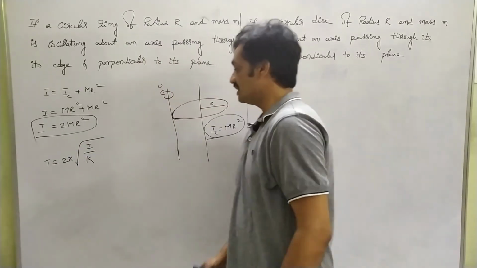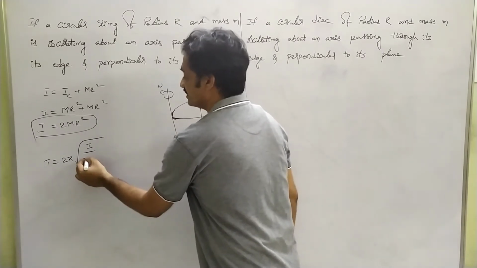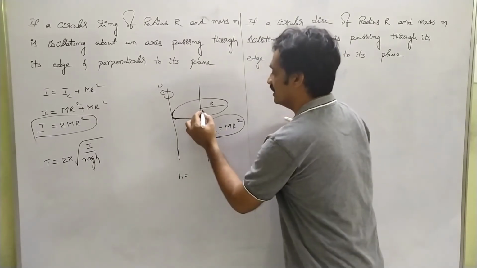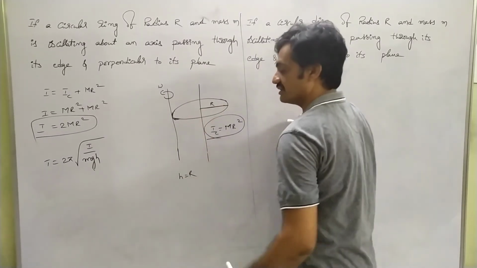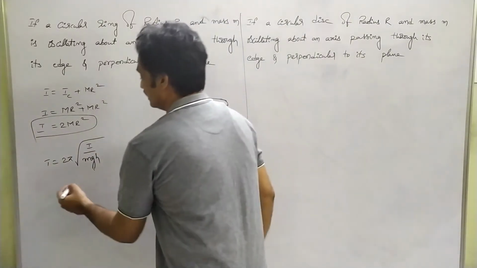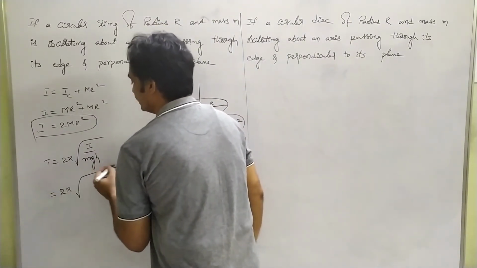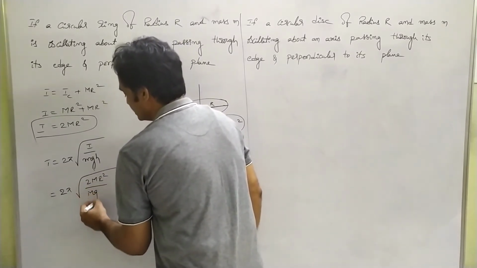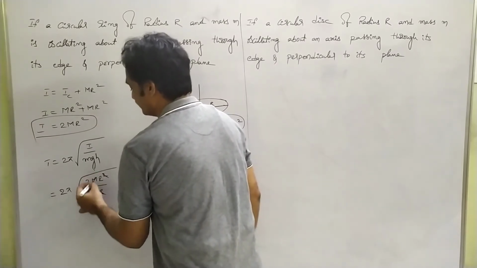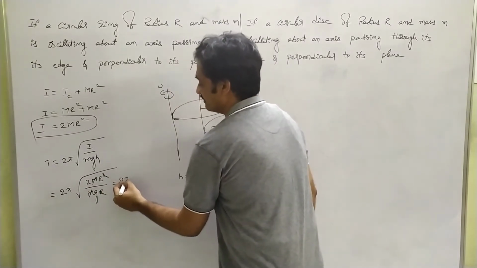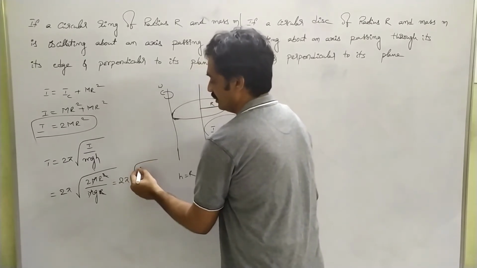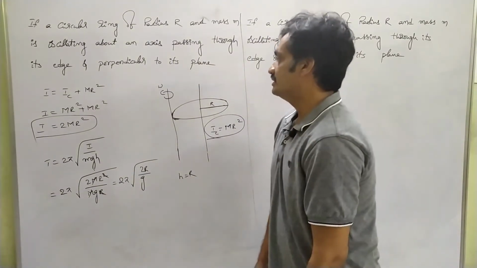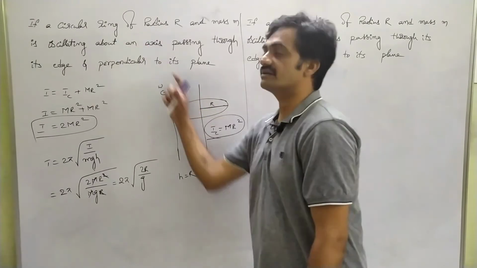Now the time period is given as T equals 2 pi under root of I by k, where we know that k is equal to mgh, or mgl, where h is equal to the radius of this ring, h is equal to r. As we substitute these two values in this equation, we get T equals 2 pi under root of 2mr square by mgr. Observe that one r gets cancelled and m gets cancelled. So T is given as T equals 2 pi under root of 2r by g. So this is the time period for this circular ring.